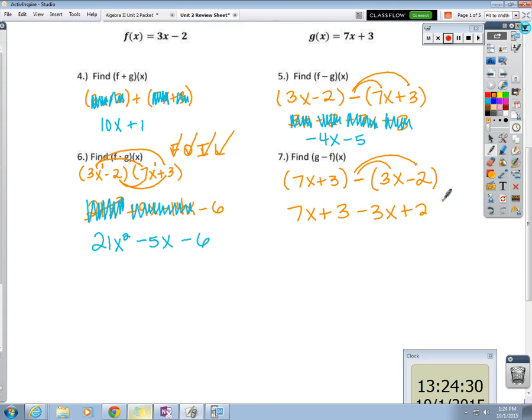Okay, now what do I do? Okay. What can I combine the 7x with? Okay, so what is 7x minus 3x? Positive 4x. Because you're just doing 7 minus 3, so positive 4. And then all you're left with is 3 plus 2, which is positive 5. Okay, now look. Back in question 5, when we did f minus g, we got negative 4x minus 5. When we reverse the order into g minus f, look, almost the exact same answer, just opposite signs. Okay, that'll happen like that every time.